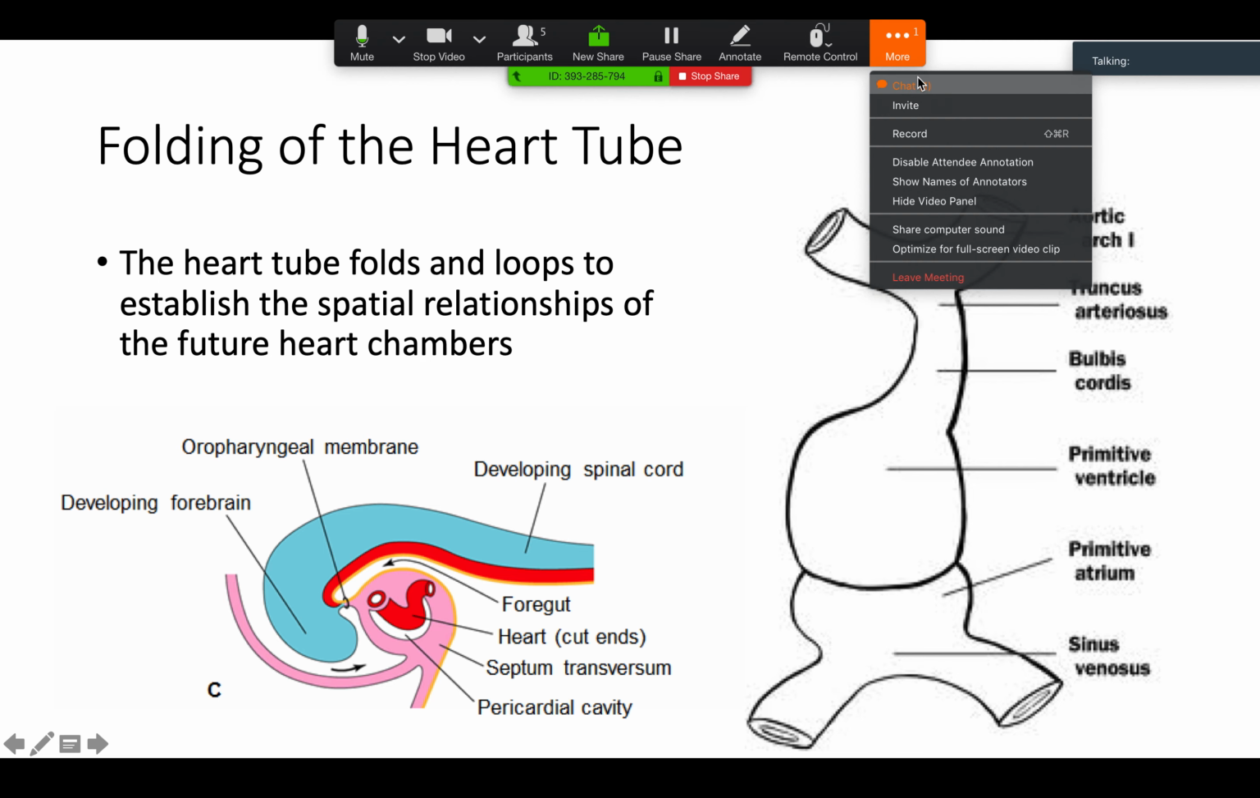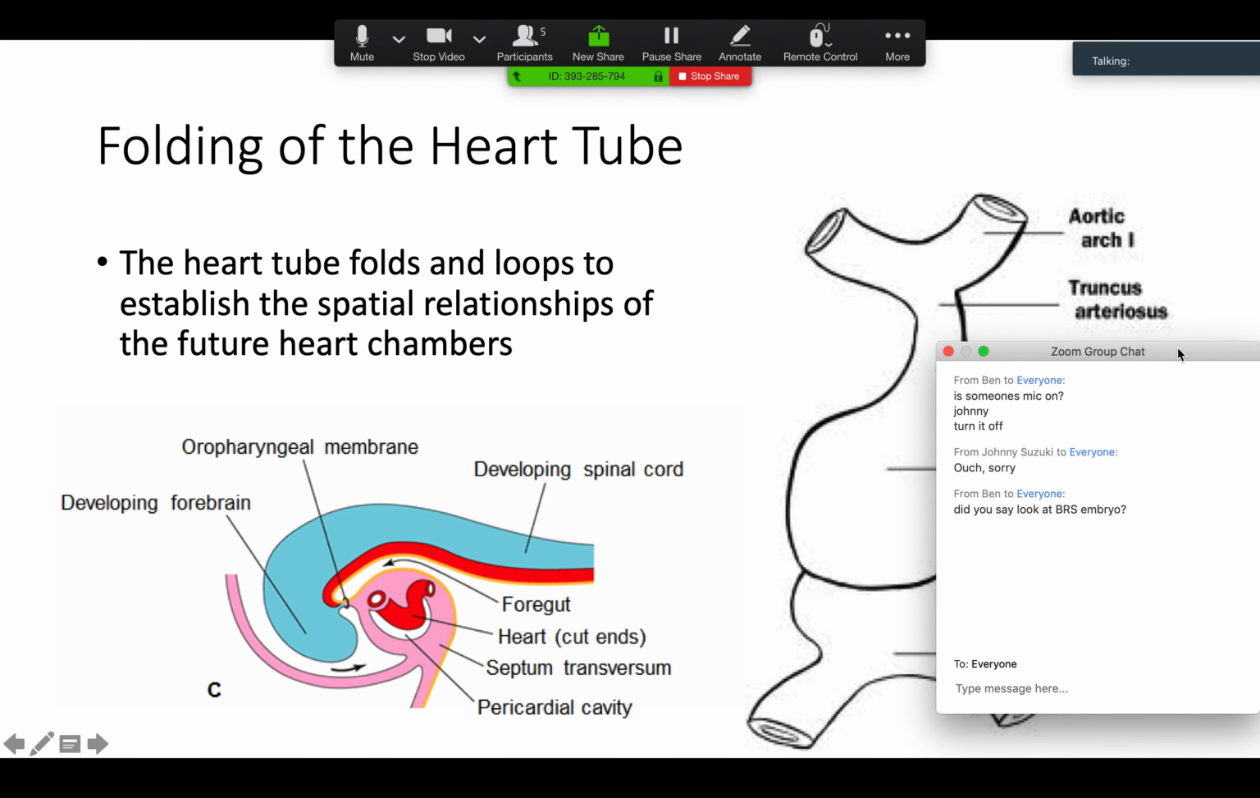Second, I got a question, I think. Yes, BRS embryo. I can show you guys it if you need me to, after this. But it's BRS embryology. It's not BRS anatomy.